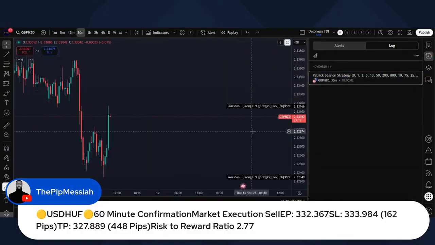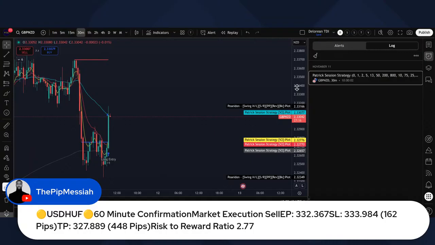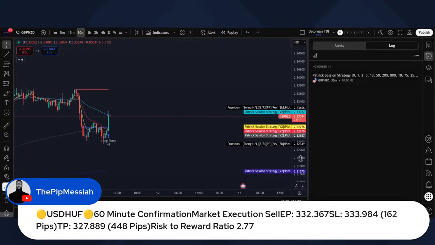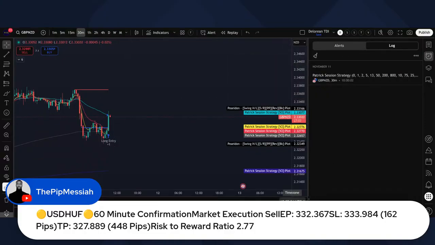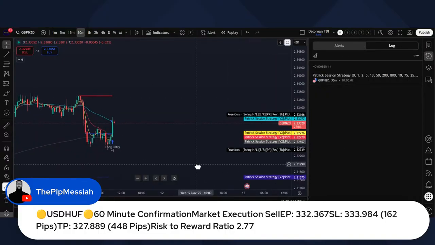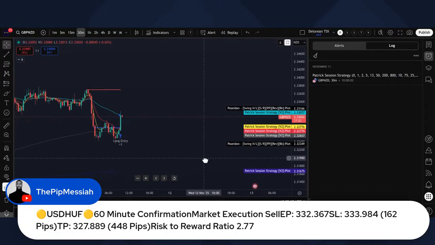And we have a 30-minute long on Great British Pound versus New Zealand dollar. It's a 30 minutes, so it won't mark itself out until 10:30. Suppose we'll stick around till 11 a.m. just so we can catch this one.